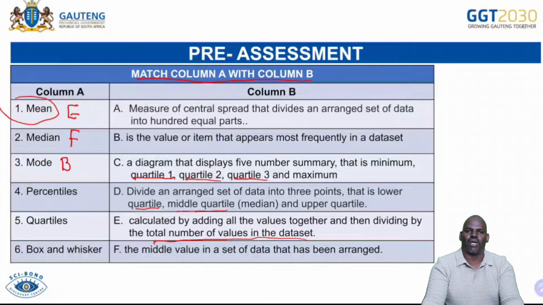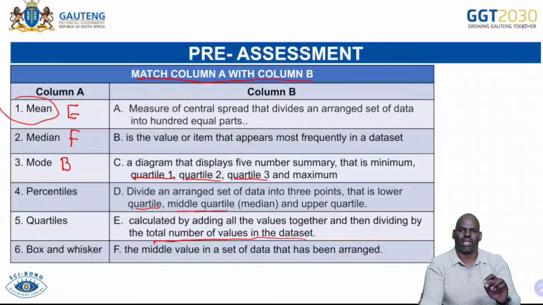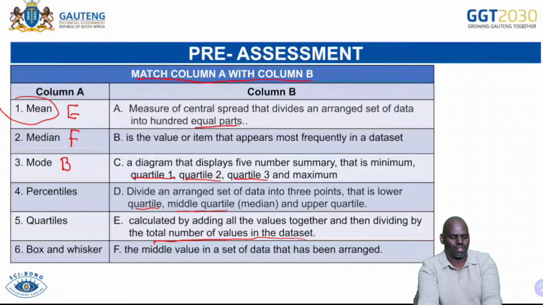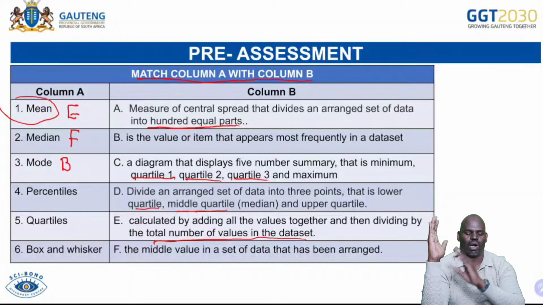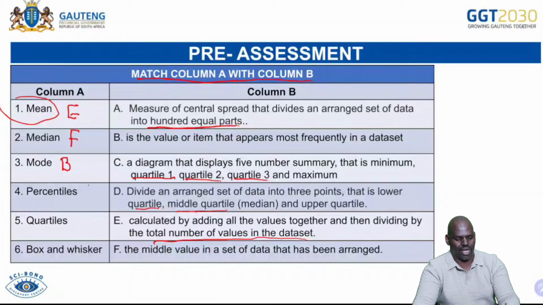And then of course we've got percentiles. You did percentiles. Of course, everything that we are doing in MathLead, we must be able to explain, even if we have to use our own words. But luckily in this case, the possible explanations are given. So percentiles: a measure of central spread that divides an arranged set of data into 100 equal parts. It divides a set of data into 100 equal parts. So percentiles will go with capital letter A.